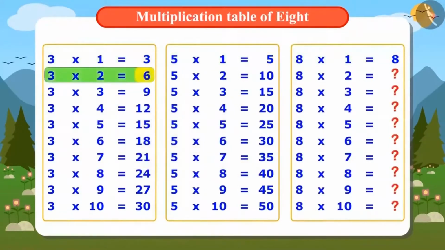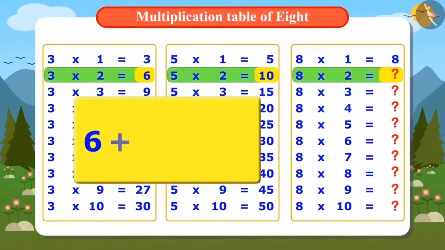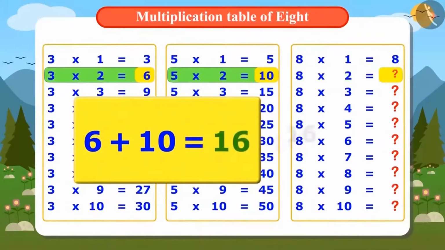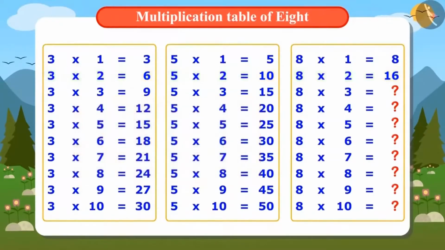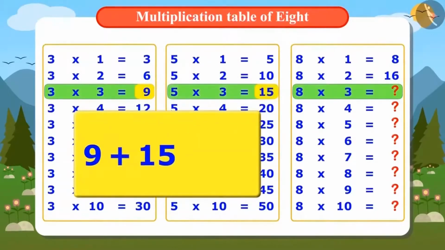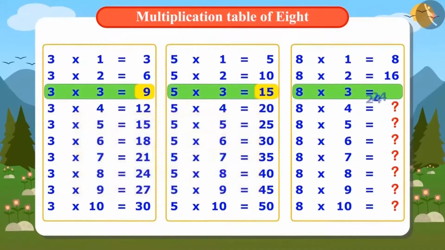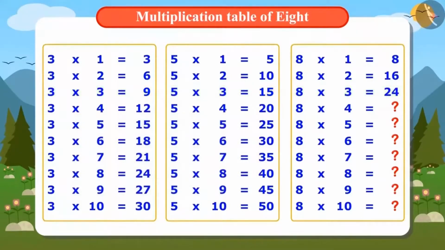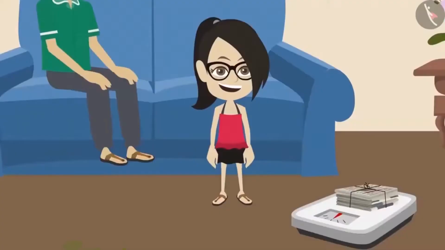Similarly, we can find the second number of the multiplication table of 8 by adding the second number of the multiplication table of 3, which is 6, and the second number of the multiplication table of 5, which is 10. Now, when we add 6 and 10, we get 16. That would mean 2 times 8 is 16. Now, to find the answer of 3 times 8, let's add 9 and 15. Answer is 24. In the same way, by adding all the numbers of 3 and 5 multiplication tables one by one, I can find entire multiplication table of 8.